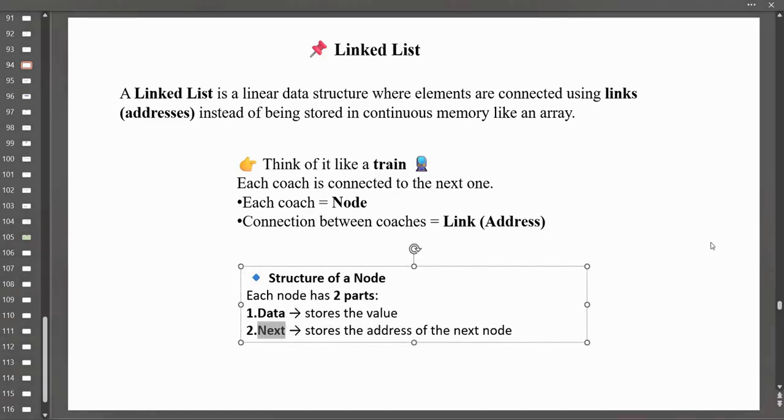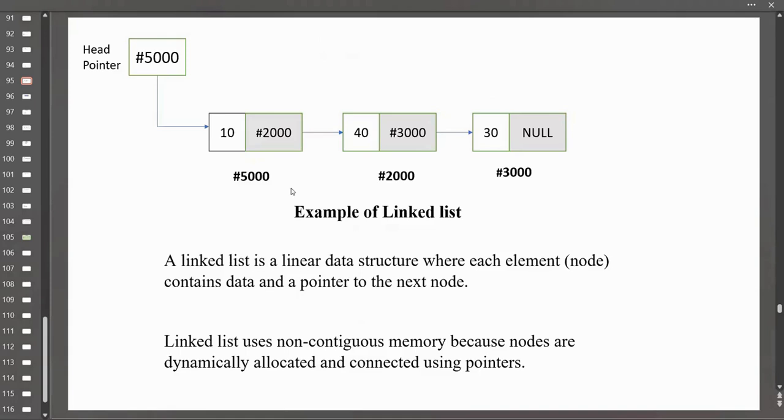Now let's take an example. This is one node. One node contains the data, and next is the address of the next node. These are the addresses of the nodes. This 5000 is the address of the first node. That node contains data and an address. Data is 10, and next is 2000. What is 2000? It is the address of the next node.